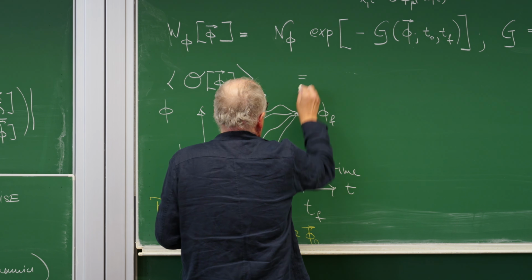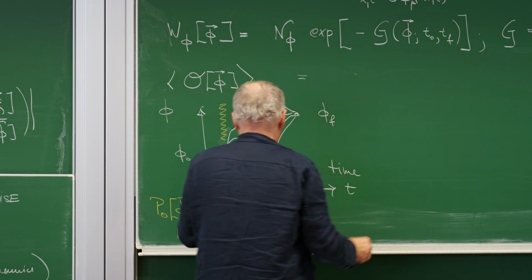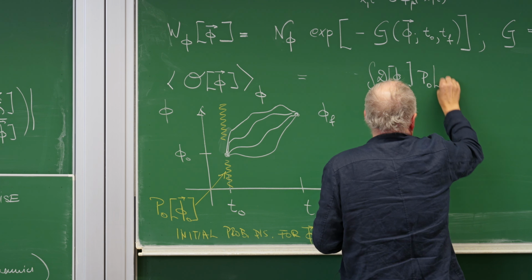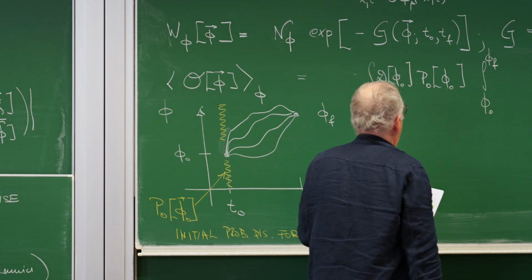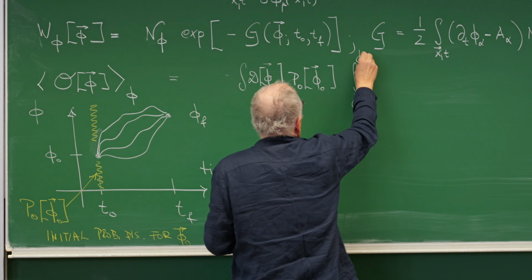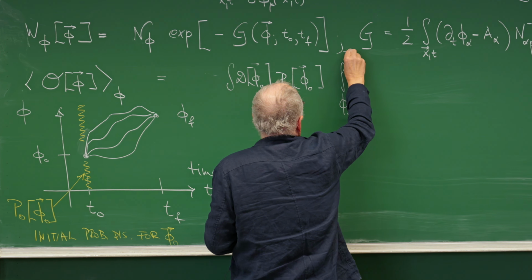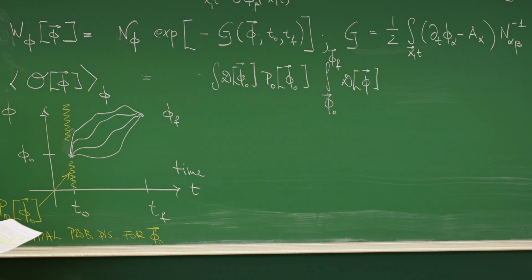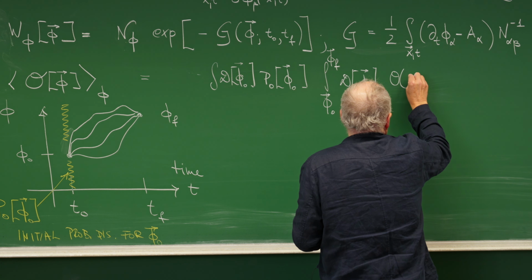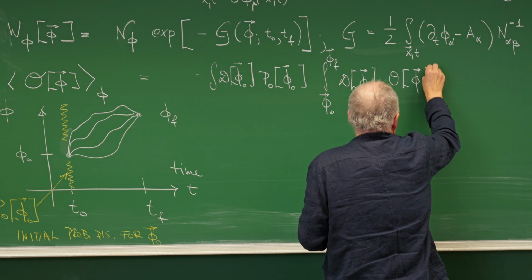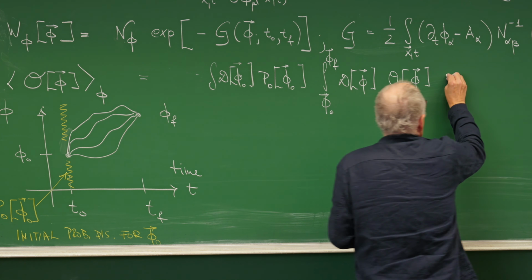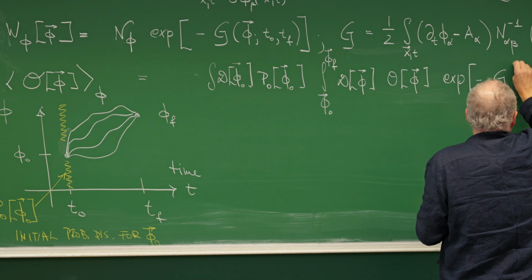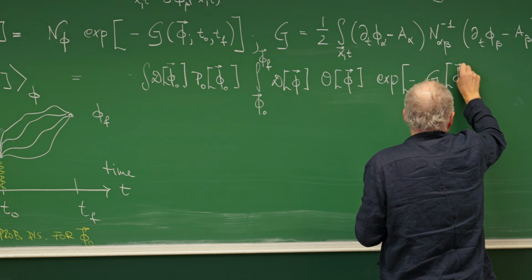Okay. So let me write this down first. So integral over d phi naught p0 of phi naught. Then I do have a path integral from phi 0 to phi f. Of course, I should write here vectors for all these objects. I'm integrating over all the different trajectories, so I have a functional integral. Then I want to average over my observable, that is some functional of the field phi. And then I need to multiply this with a measure, and that's my functional g of phi depending on the initial time and the final time.